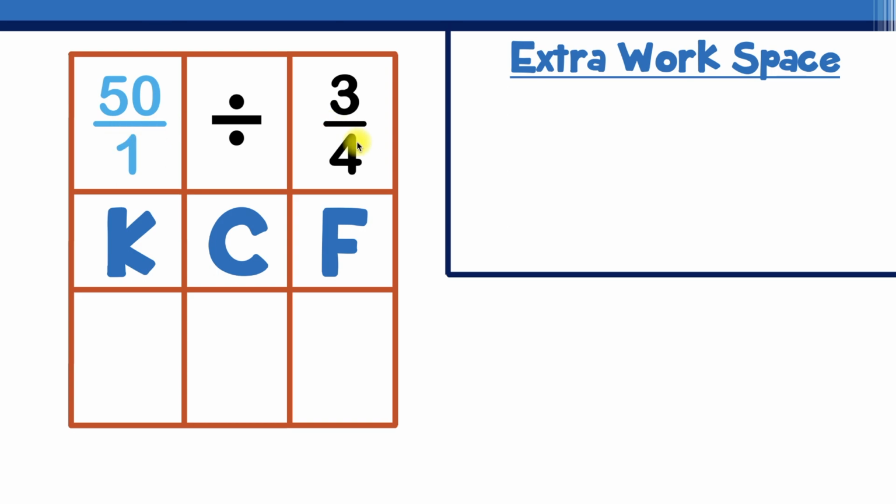And now that everything is a fraction, we can go right back to KCF. So this 50 over 1 we will keep. So in this box here, we'll just write it again. 50 over 1. The division symbol will get changed to its opposite. So in this box here, we'll write the multiplication symbol.